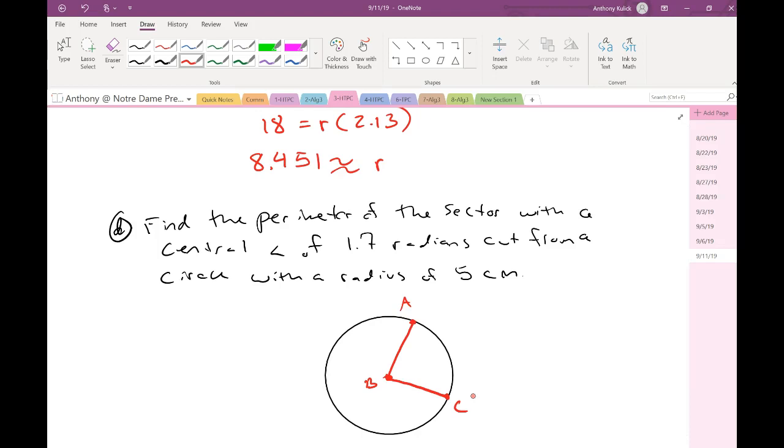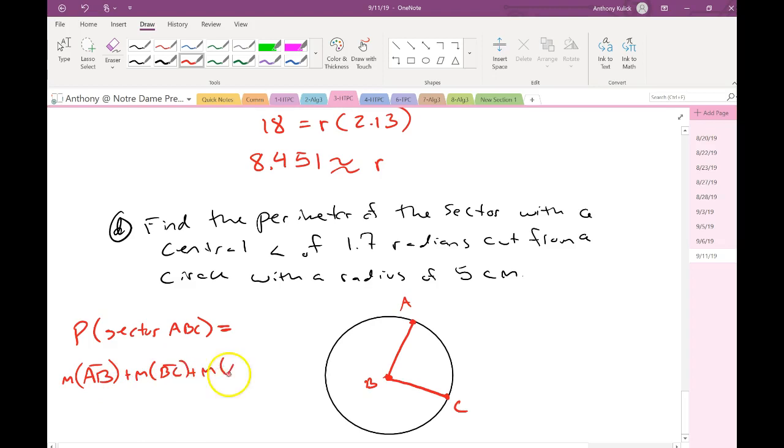So when we talk about a sector, we're really talking about this figure ABC that looks like a slice of pizza. Okay with that? So if I wanted the perimeter of sector ABC, how would I calculate that? What would I have to add up? Yeah, I'd have to add up the length of AB plus the length of BC plus the length of arc AC. Everybody agree with that in terms of how we'll find the perimeter?